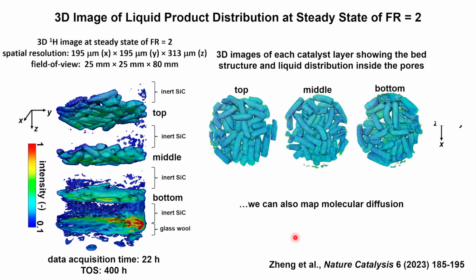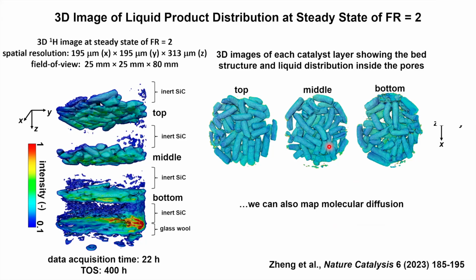But to start with, here is an image of the distribution of the liquid product within our catalyst bed under operating conditions. This is after 400 hours of operation. You can see we've got those three catalyst layers: a top layer, a middle layer, and a bottom layer. We've got some glass wool at the bottom where some of the liquid is pooling after coming down through the reactor. There we've extracted those three catalyst regions, top, middle, and bottom. You can clearly see the catalyst pellets here. So the product is essentially in the catalyst pellets. There's not very much outside the catalyst pellets. We've just got the product within there.